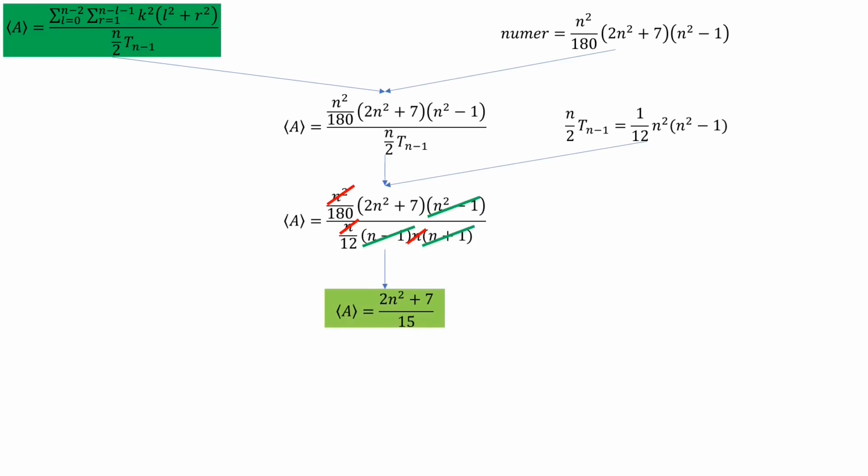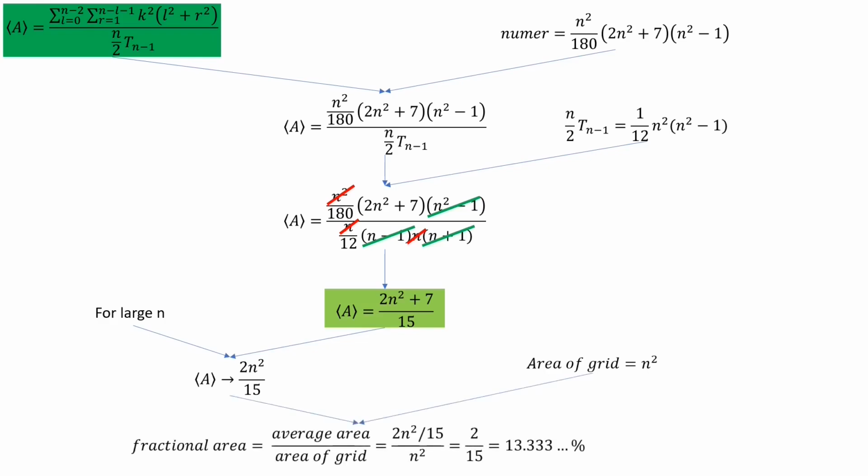What a journey, man! All that work to get one dinky, cute little formula. It makes one think that somehow there must be a shortcut through all this. Maybe through the Bernoulli numbers. Notice when n is larger, the 2n squared overwhelms that 7, and we can ignore the 7. And the average area is 2n squared by 15. If the area of the grid is n squared, then for large grids, the fractional ratio is 2 by 15, which is exactly 13 1/3%.